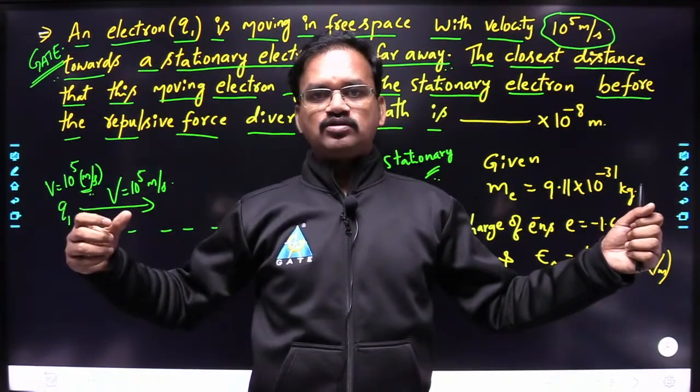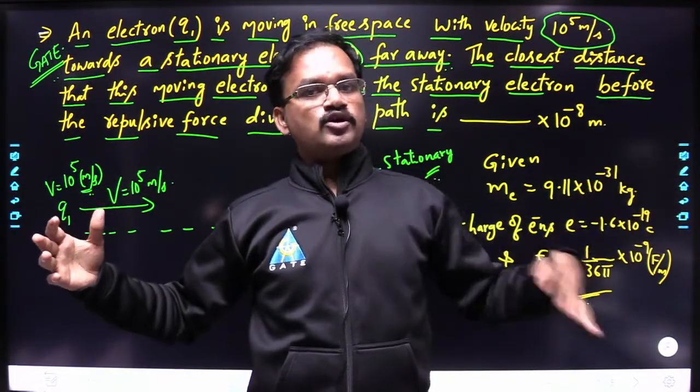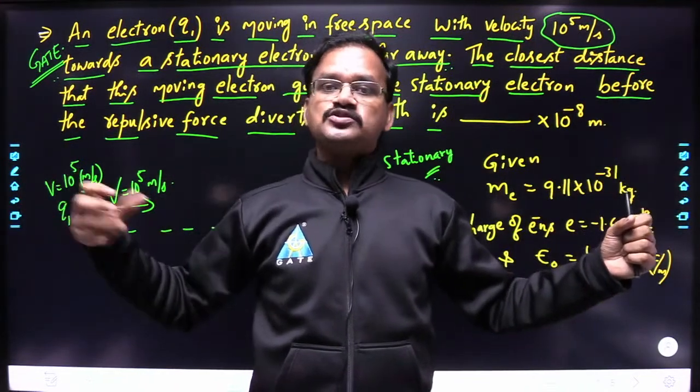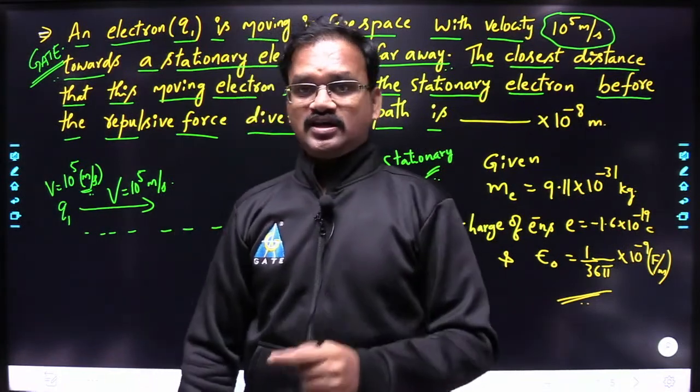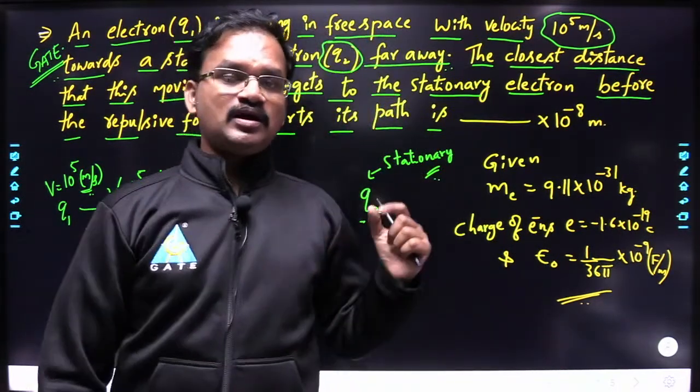It is going to enter into the field produced by what? Produced by Q2. Then what happens to the velocity of Q1 here? What happens to the velocity of Q1? See, this will come under what? This will come under case 2 here.